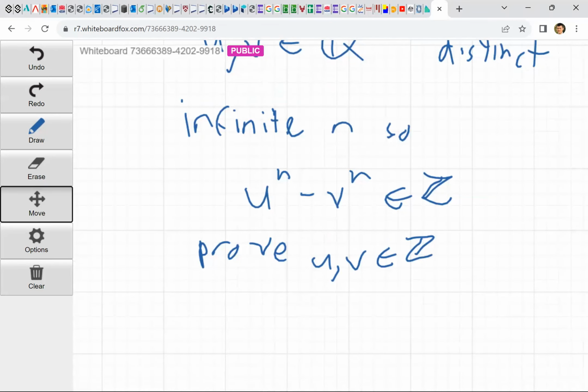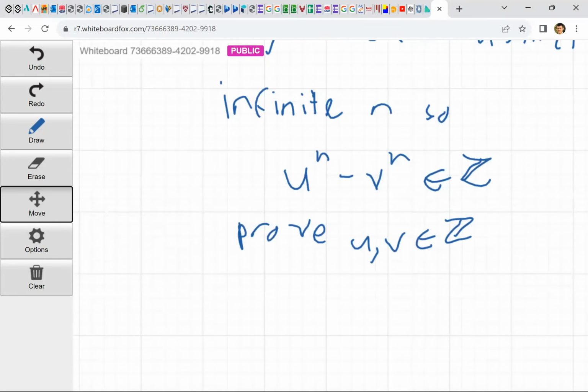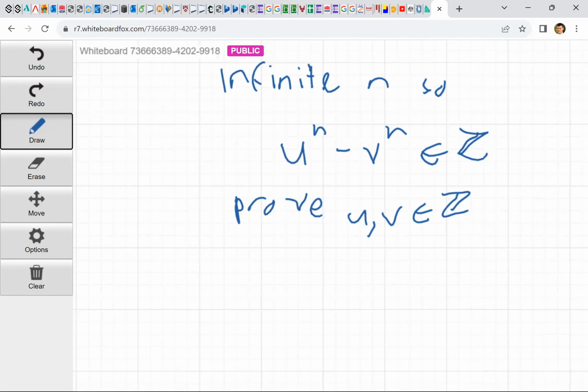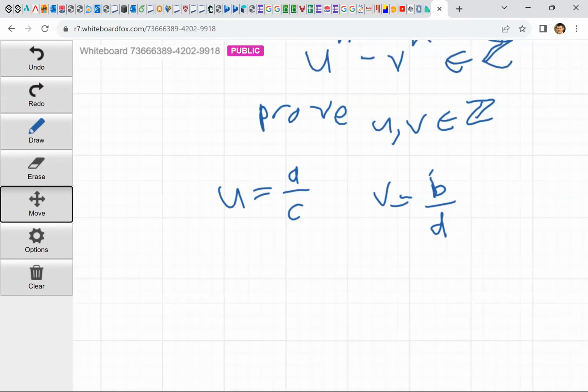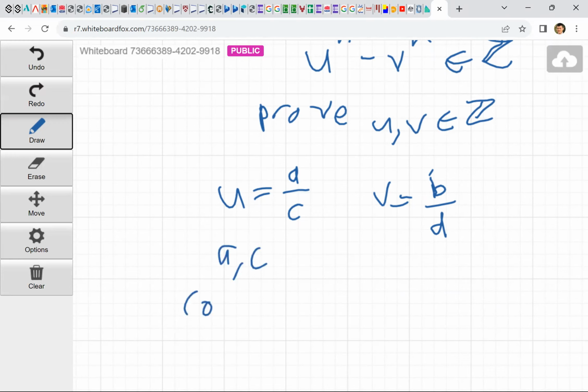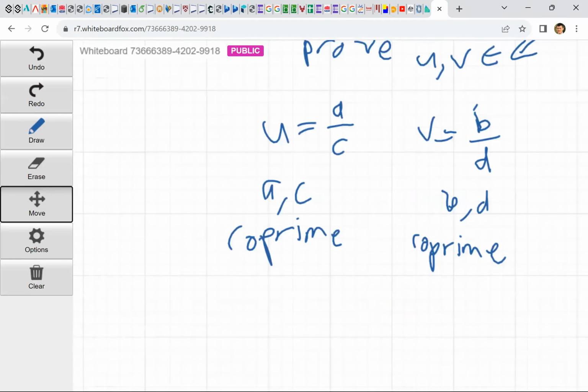Okay. That's a nice little question. So then I was like, okay, I'll just write U and V as fractions to deal with the rational part of it. I'll just let U equal A over C and then V equal B over D or something. And I want A and C to be co-prime, the most reduced form of the fraction. Similarly, B and D co-prime. I just want them to be that so that it's nice.